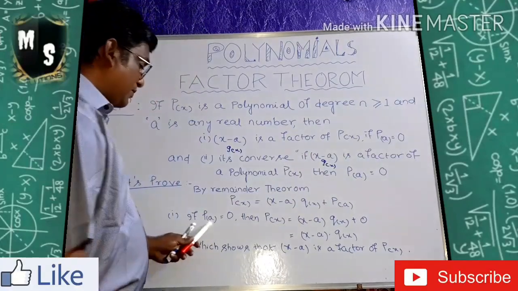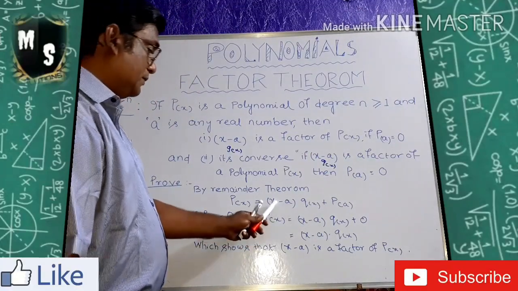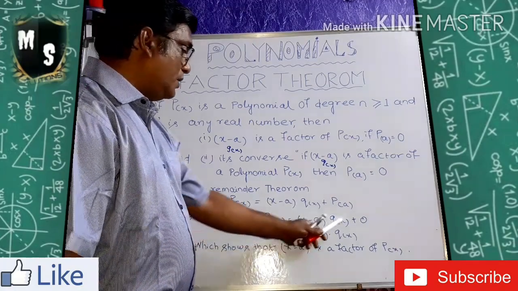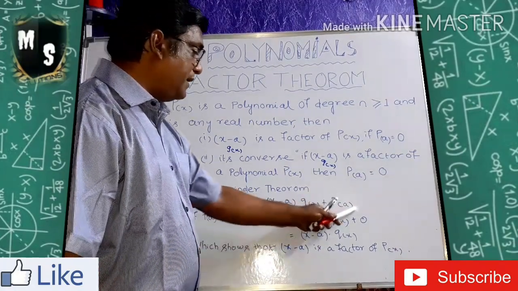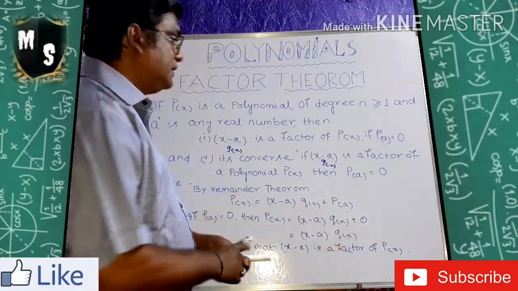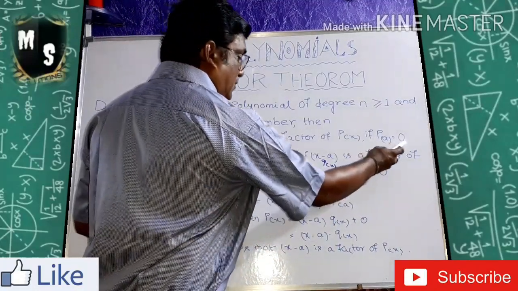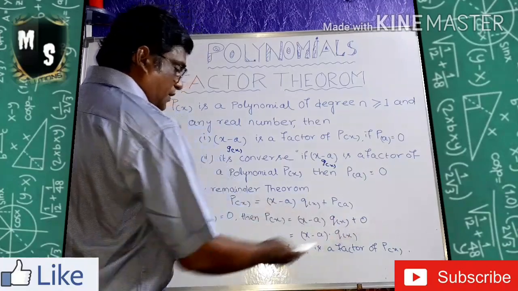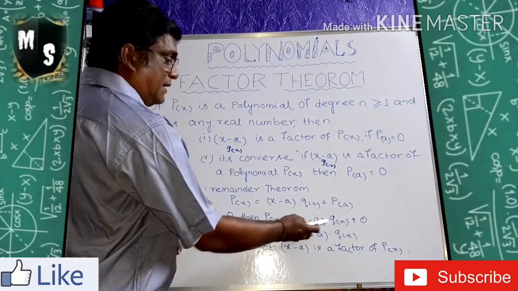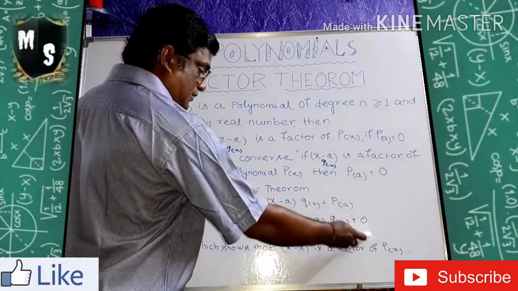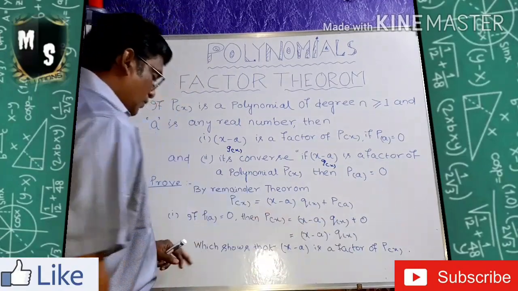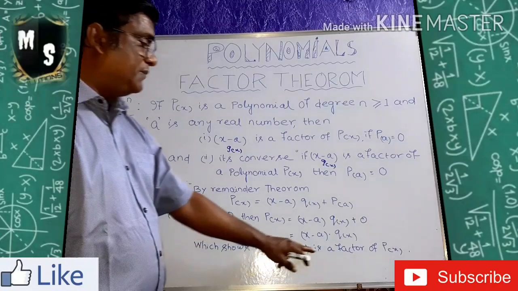Then polynomial p(a) equal to 0. Then (x minus a) into, so what is the x value now? Now the polynomial p(a) is equal to 0. It is given to you. So now you put 0 here. Then what is coming? (x minus a) into q(x) plus 0. That means this much, which shows that x minus a is a factor of p(x).